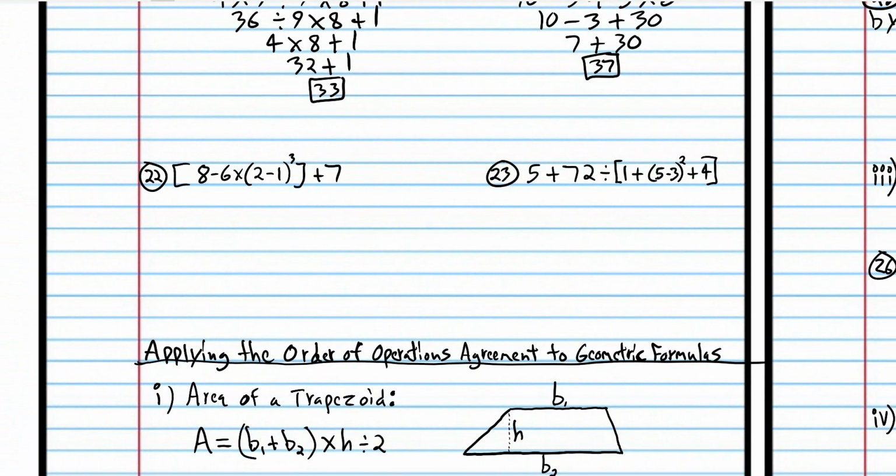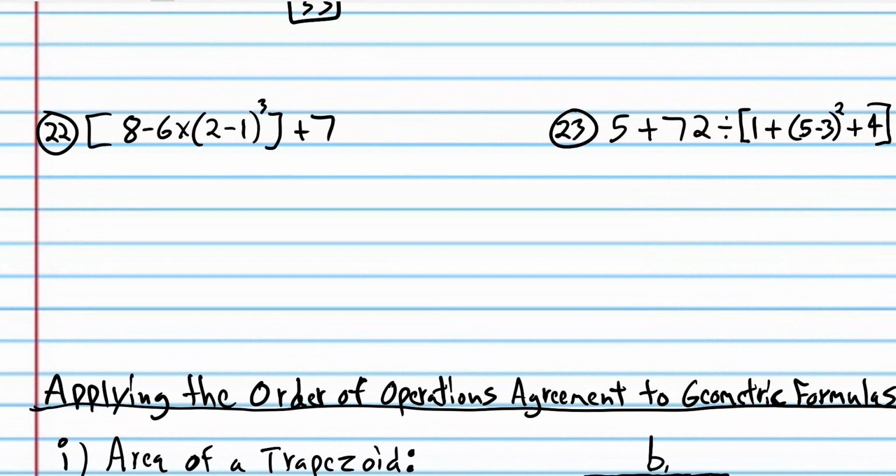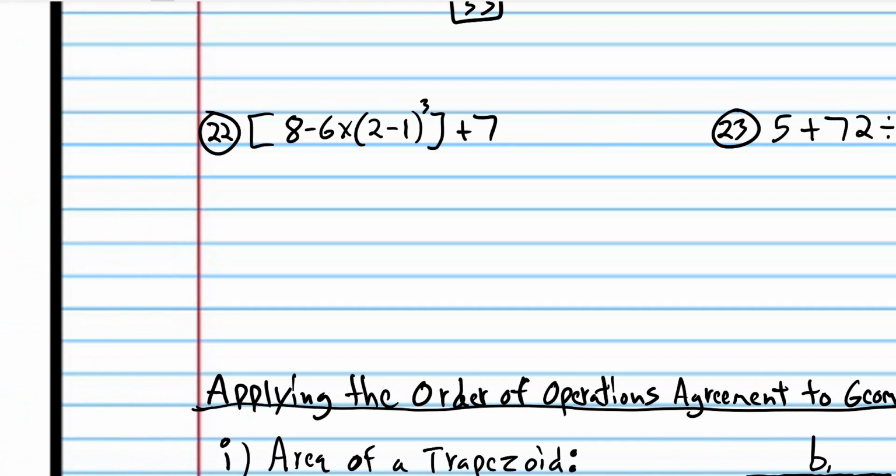All right, so now we have two problems where we have square brackets. We haven't seen square brackets. So why are the square brackets there? Well, the purpose for the square brackets is when you have a set of operations where you have to violate the order of operations, so you have to use parentheses, and the brackets tell us to perform all those operations first.